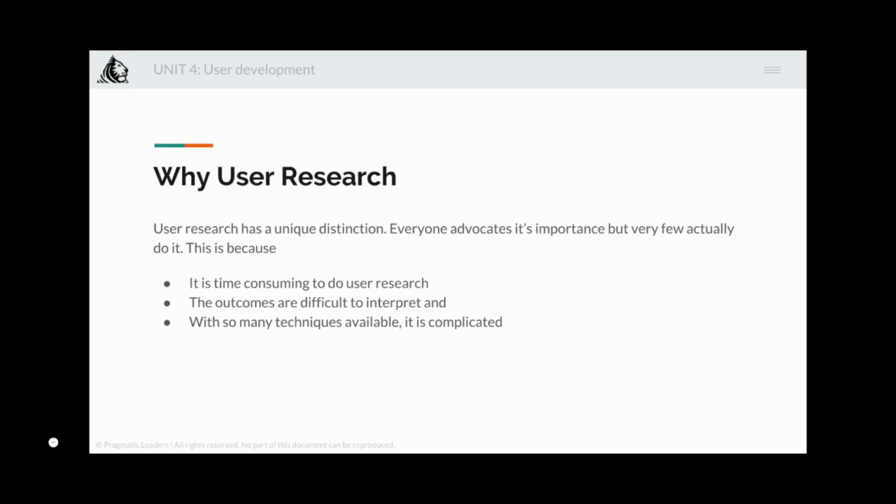Everyone advocates its importance, but very few actually do it because it is time consuming to do user research. The outcomes are very difficult to interpret, and also to indicate whether they were really measurable or did they actually give some results? And with so many techniques available, it is complicated.